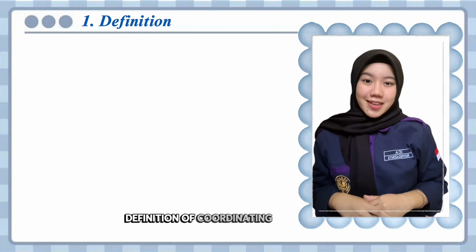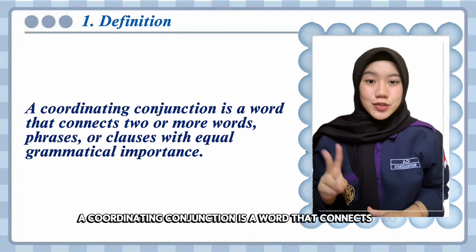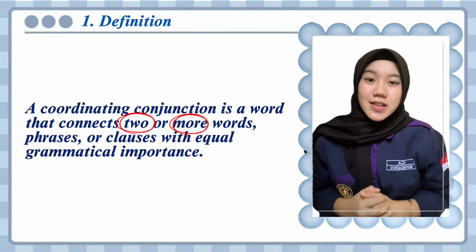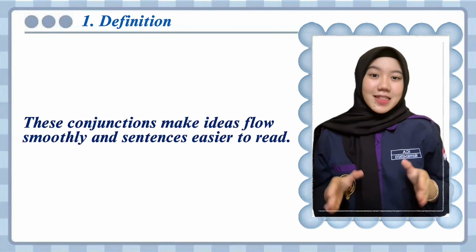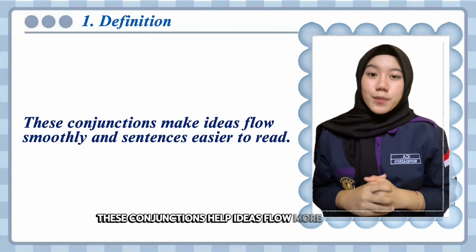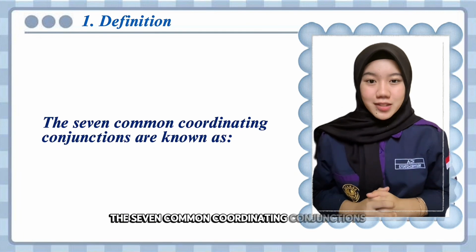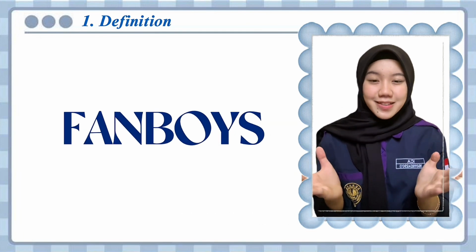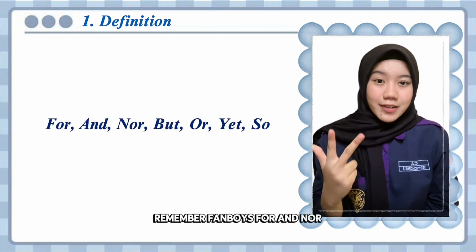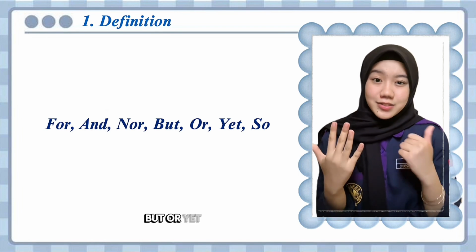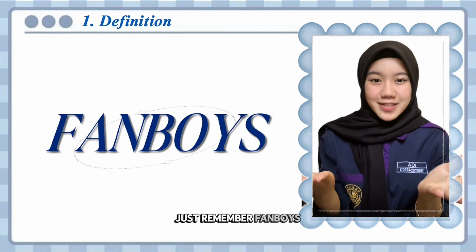Definition of coordinating conjunctions. A coordinating conjunction is a word that connects two or more words, phrases, or clauses that have equal grammatical importance in a sentence. These conjunctions help ideas flow more smoothly and make sentences easier to read. The 7 common coordinating conjunctions are known as FANBOYS. Remember, FANBOYS: for, and, nor, but, or, yet, and so. So, don't forget, just remember FANBOYS.